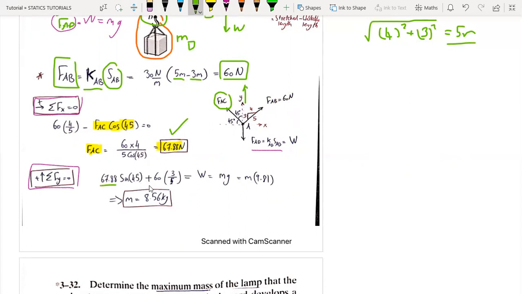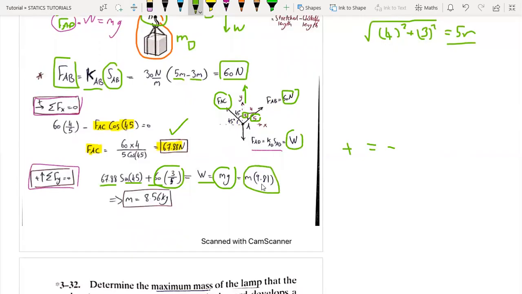So 67.88 sine 45 or cosine 45, okay, plus also here 60 times 3, the vertical length over 5. So 60 multiplied by 3 over 5 equals what? Equals to W. Or I can say minus W equals 0, or I can say equals W directly. So the positives equal the negatives, okay? Which is equal to mg.